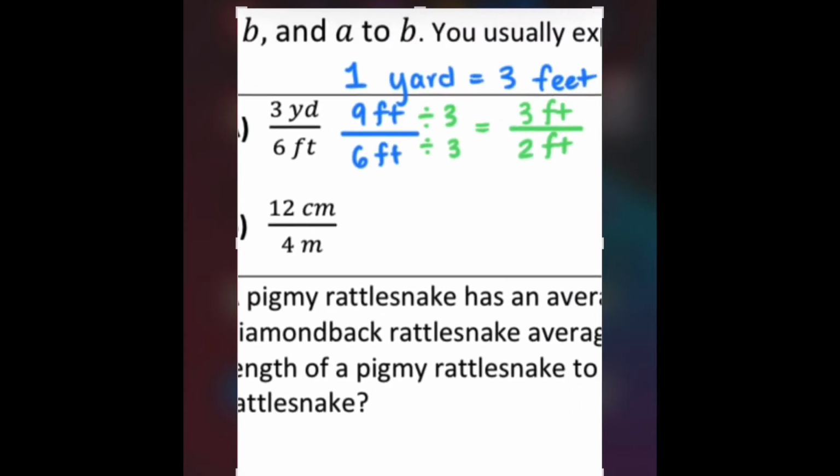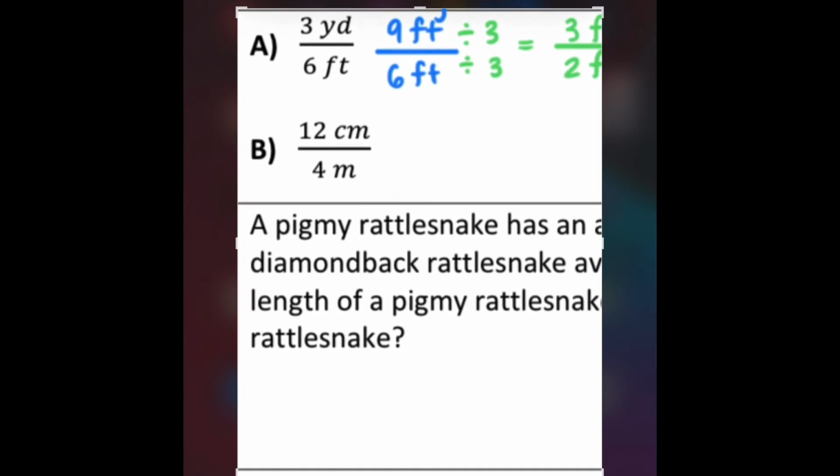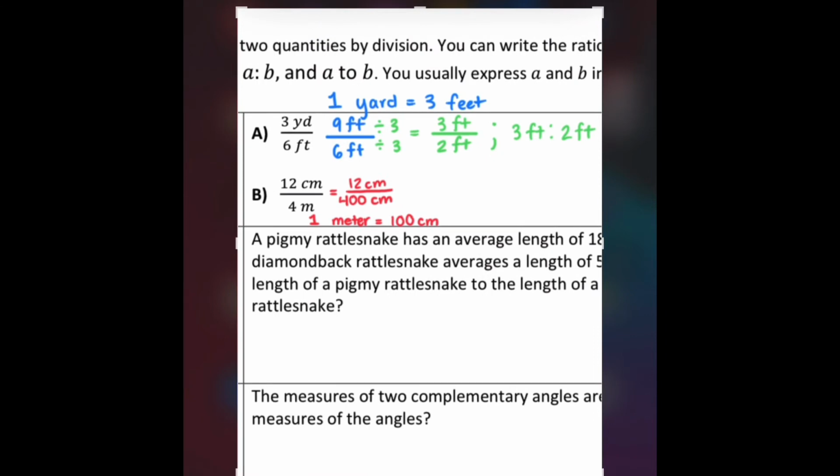Now for the next one, the procedure is the same. We need to get both into the units of centimeters, so we're going to have to convert that meters into centimeters. And we know that 1 meter is equal to 100 centimeters. So since 1 meter is equal to 100 centimeters, 4 meters is going to be equal to 4 times that, which is 400 centimeters. So we're going to keep our numerator, or our top, the same, and we're going to change it to 400 centimeters on the bottom so that the units match.